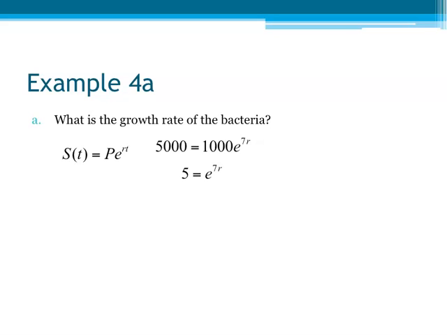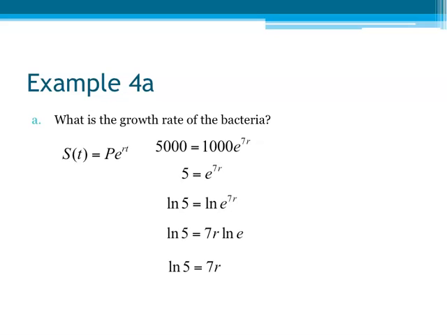That leaves us with 5 equals e to the 7r. And now we need to solve for r. R is in the exponent, so we know we're going to have to take the log of both sides. Now in this particular case, it is helpful for us to use ln rather than common log. Why? Because eventually we'll have ln of e in there, and that will actually simplify our problem for us. So let's go ahead and bring the exponent out in front. Ln of 5 equals 7r ln of e. Ln of e we know is equal to 1, and that's where the simplification happens.